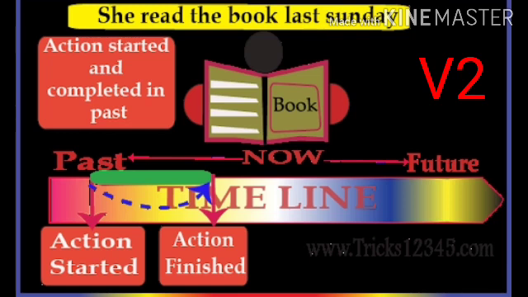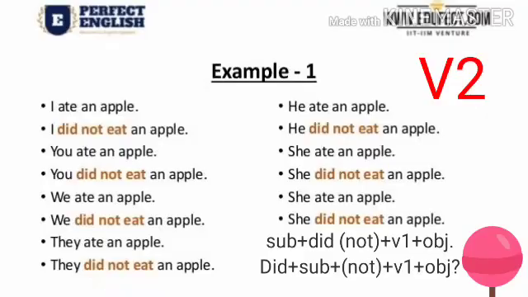Read, read, read. In this tense, we always use the second form of the verb with singular as well as plural subjects. And here we have more examples of affirmative as well as negative sentences. I ate an apple. I did not eat an apple. You ate an apple. You did not eat an apple.